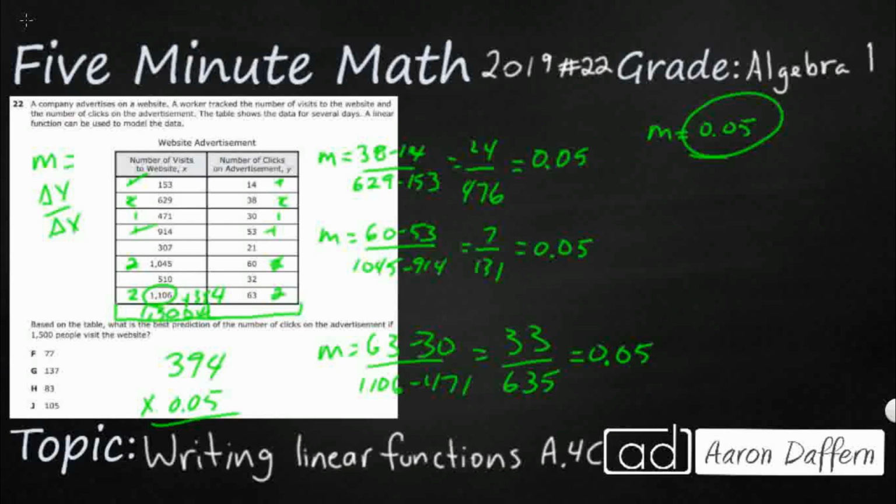So that's going to end up getting me about 19.7 more. Call it 20 more. So if we add our 20 to that 63, look what I'm going to get. I'm going to get 83 because I went up about 20. So my answer here is H.